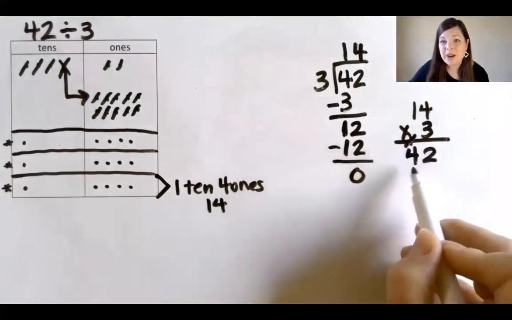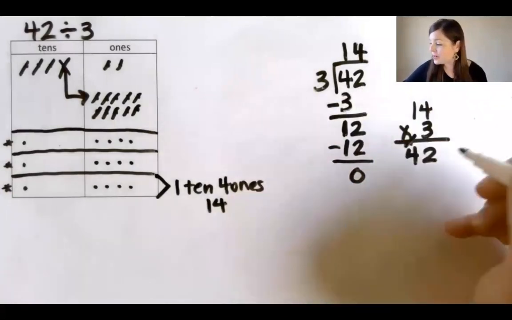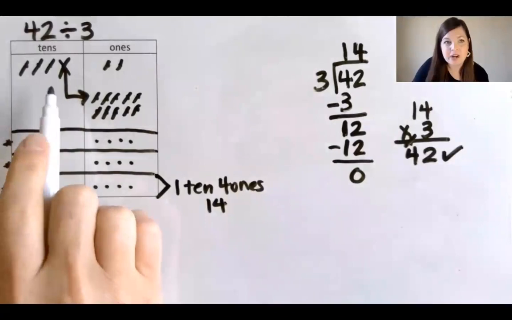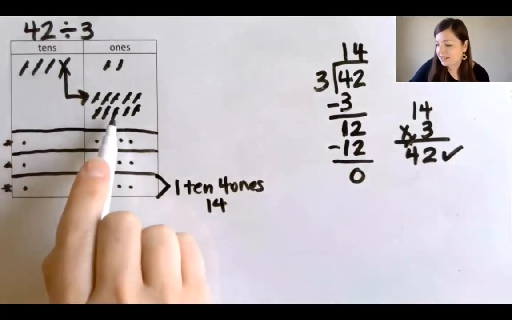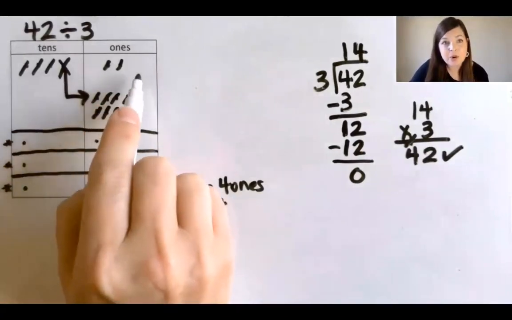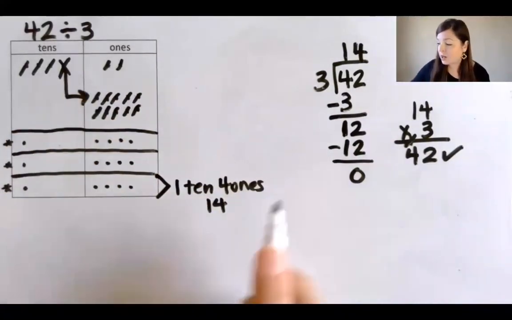And since we get a product of 42, and that's the whole that we started with, we know our division is correct. Now here in the place value chart, I can clearly see how we decompose the 1 remaining ten as 10 ones, and then put it with the 2 ones from the original whole and got 12 ones that needed to be distributed. Where can we see that same thinking in our long division?